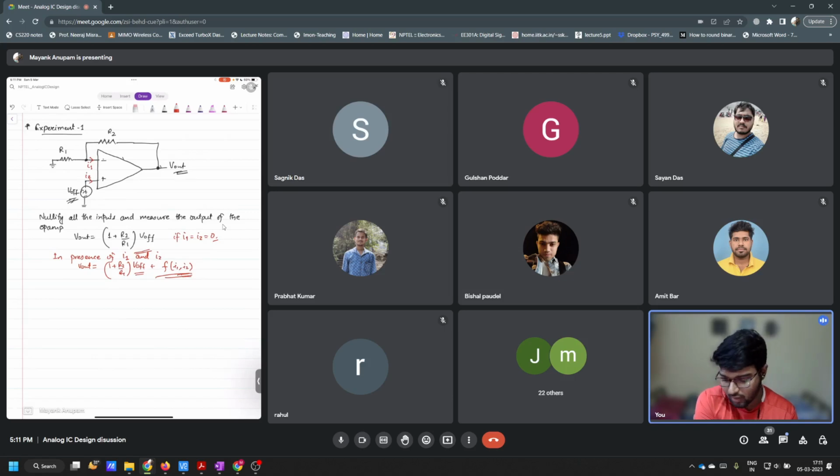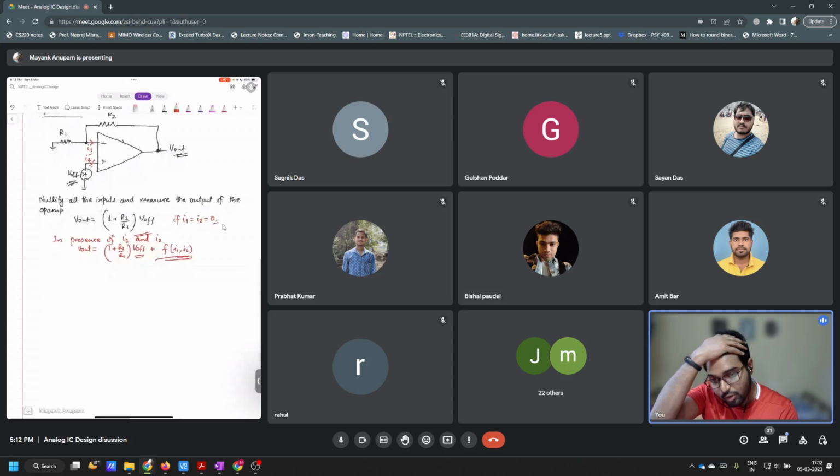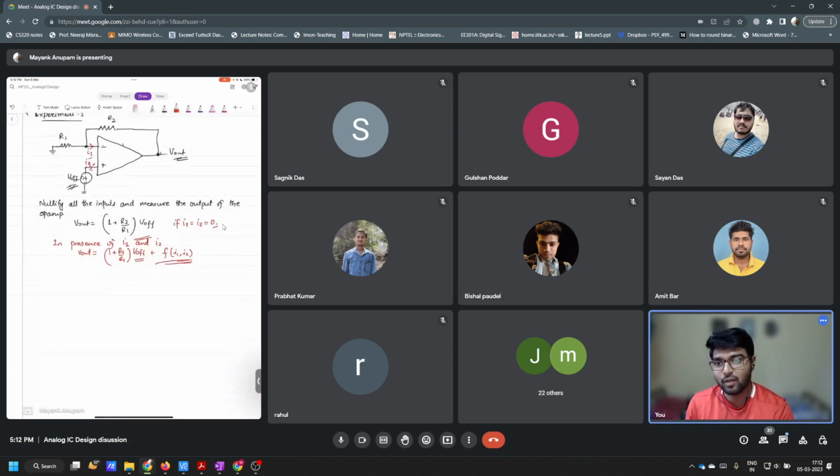So what does your logic say? You have to find out the effect of I1 and I2 on the output. For that you have to change something at the input terminals to make sure that the output is affected by the current, and that effect can be understood by you. How can you design such an experiment? What will you do to study the effect of I1 and I2? What should you do?